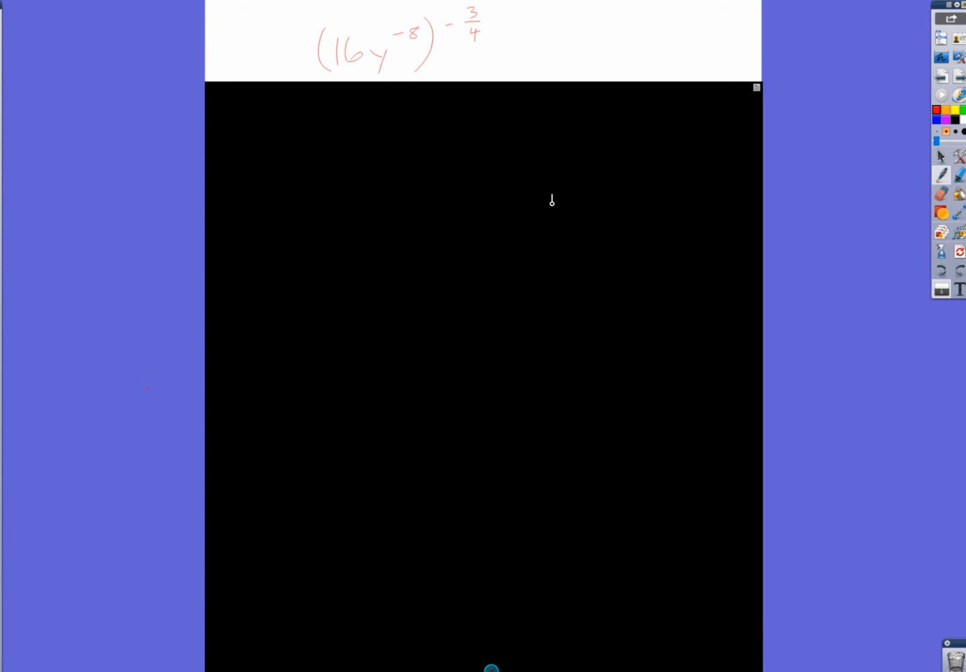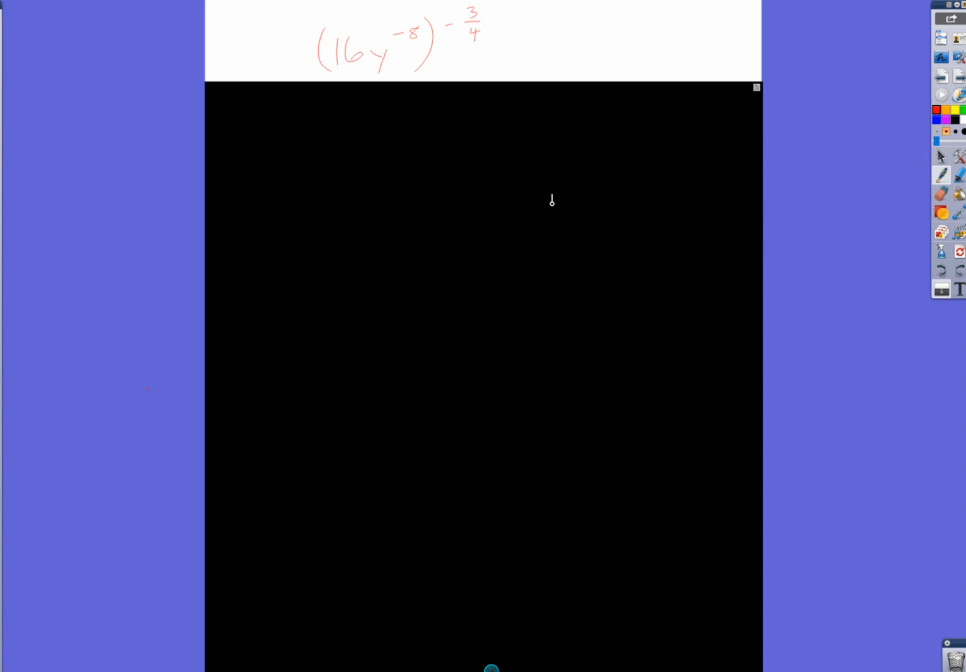Okay, here's another one. Still falls under the directions of simplify. That says 16y to the negative 8 inside the parentheses. On the outside it says to the power of negative 3 over 4. Because there's multiple operations, there's a little bit of flexibility as to what order you do this in. So just because I do it one way doesn't mean that it's more right than something else.